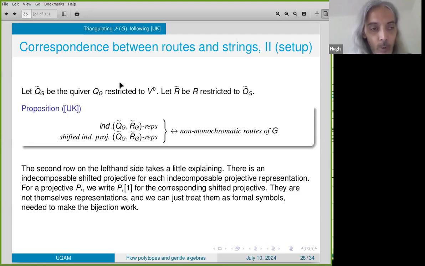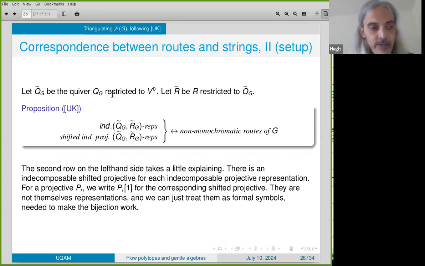And so what we're going to do is we're going to throw away the sources and the sinks. And so we're going to define QG tilde to be the quiver QG restricted to V0, and RG tilde to be RG restricted to QG tilde. Okay, so we're taking a smaller quiver and looking at the representations there.